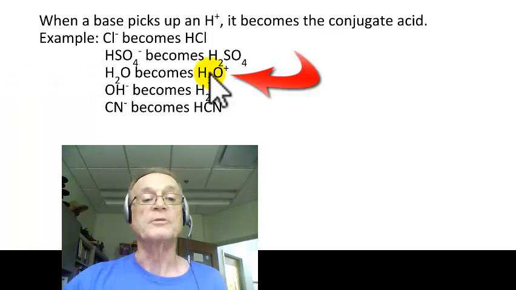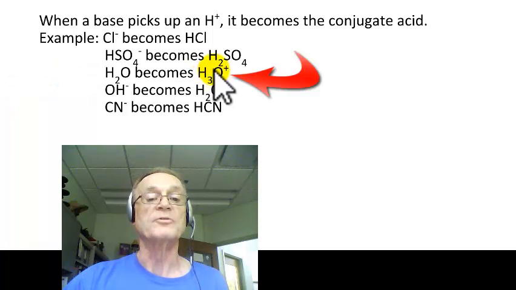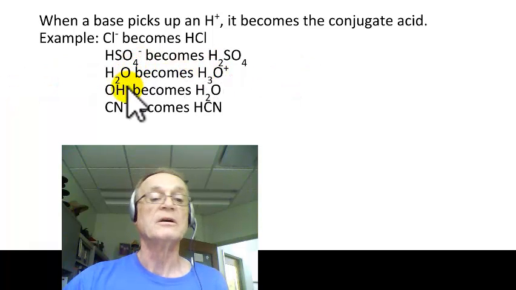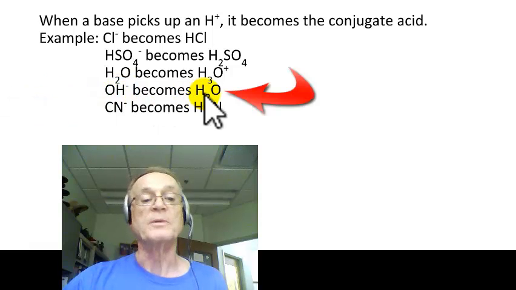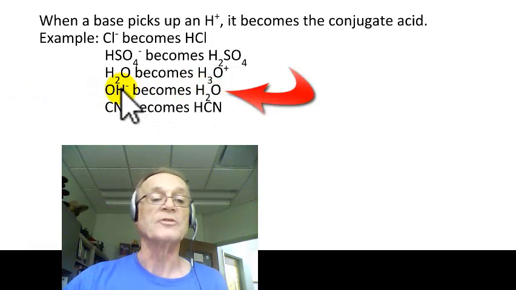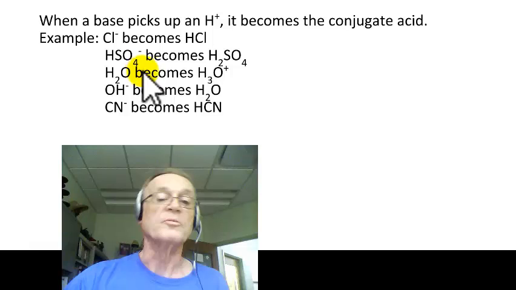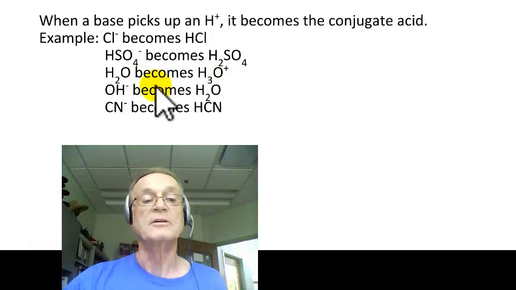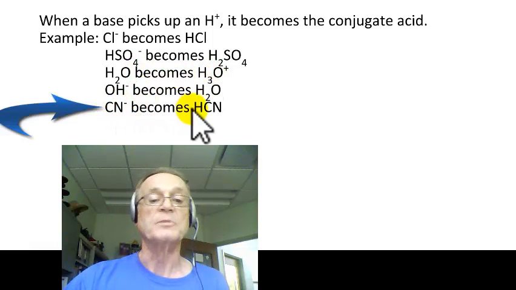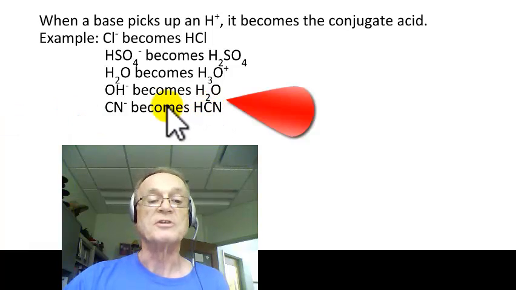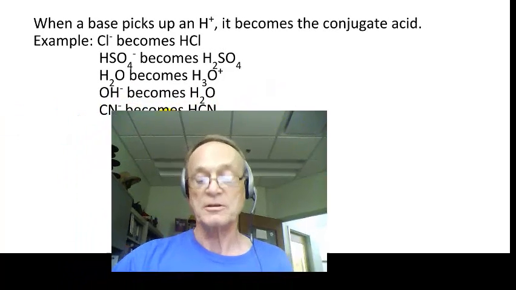Water becomes H3O+ when it picks up an H+, so that's the conjugate acid of that base. Hydroxide becomes water when it picks up an H+, so that's the conjugate acid of that base. So again, a pair. Hydroxide is the base, water is the acid. Water is the base, H3O+ is the acid. And CN-, when it picks up an H+, becomes HCN. That's the conjugate acid, that's the conjugate base in that particular pair.